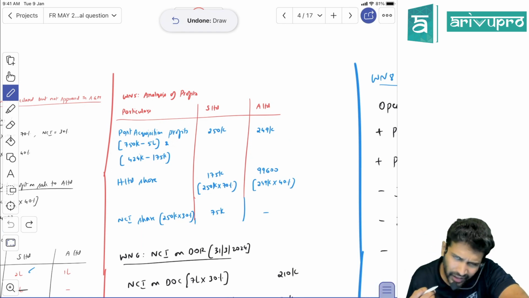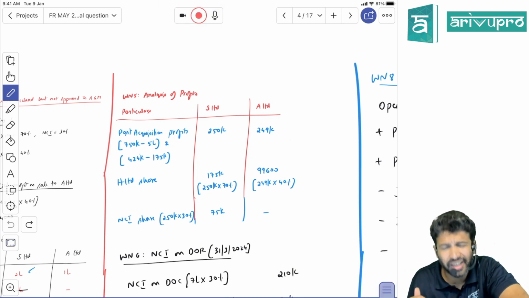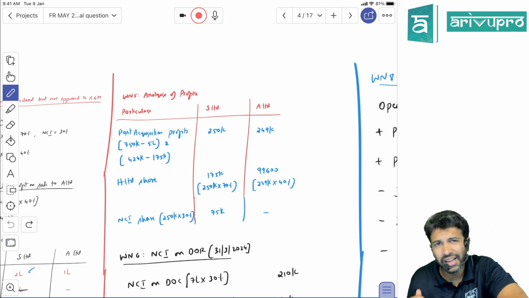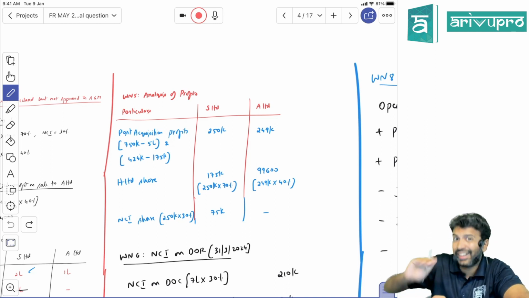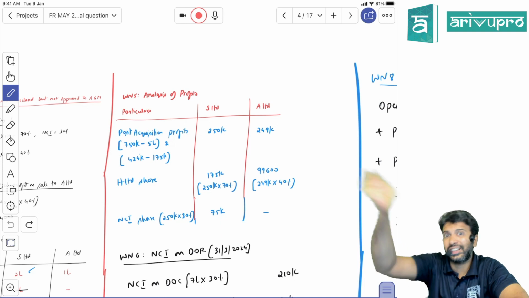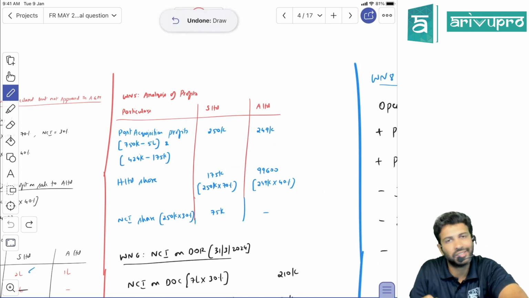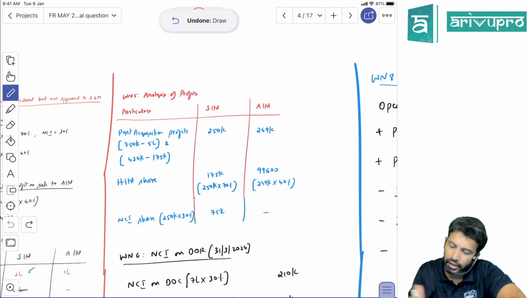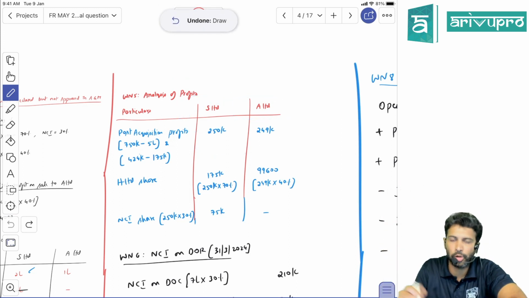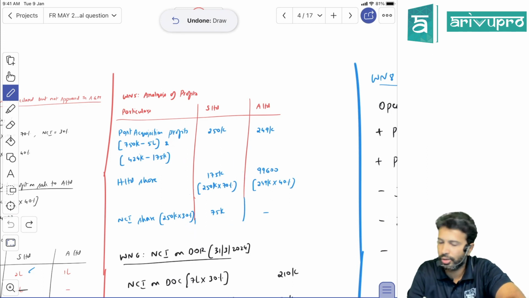Correct, sir? Yeah. Then, do you have any additional depreciation? No. Do you have any unrealized profit? No. Here, the parent has sold goods to the associate. If the associate company had sold goods at a profit, we would have reduced unrealized profit in this working note. Here the parent has sold, so leave that. That means no adjustment, straight away whatever profit you have. The subsidiary's profit will be distributed among the parent and NCI in their ratio. For the associate company, the NCI concept is not there.